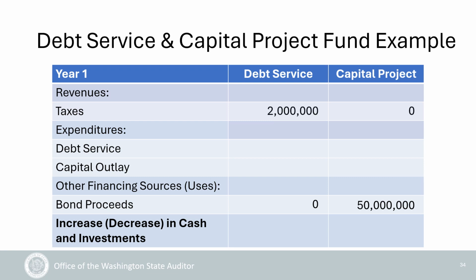Which fund would the capital expenditures be reported in? Capital project. Which fund would the debt payments be reported in? Debt service. The increase or decrease in cash and investments is revenues minus expenditures as shown on the screen.